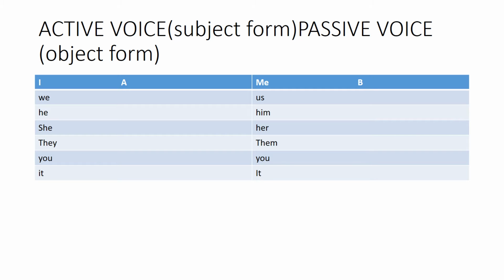Third example. He gave away the prizes. Active voice. The prizes were given away by him. He changes to him. She ate the pudding. Active voice. The pudding was eaten by her. She changes to her. They played cricket. Active voice. Cricket was played by them. Passive voice. They changes to them.